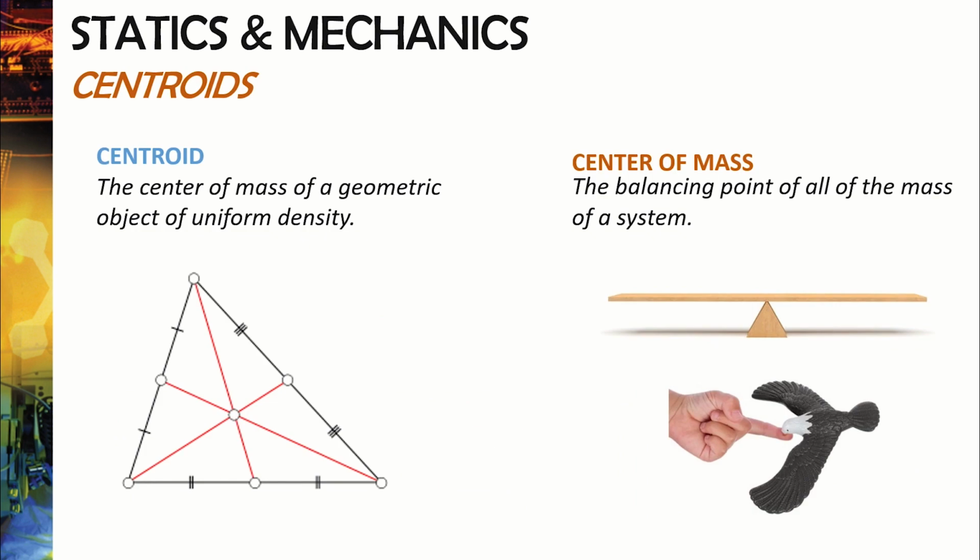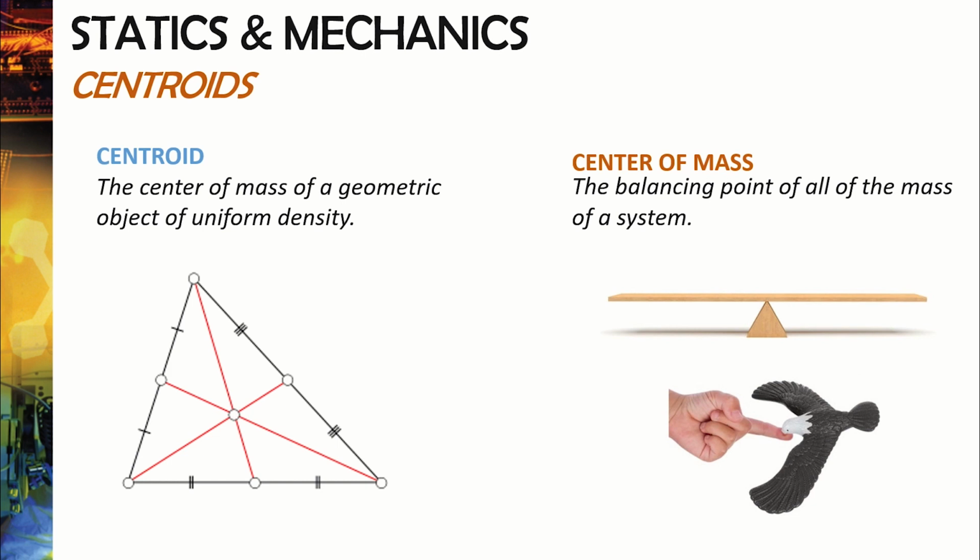Really, centroid and center of mass, at least from my perspective, are interchangeable. A centroid is essentially the center of mass of a geometric object of uniform density. And for a center of mass, probably we are all pretty familiar, it's essentially the point of balance where a system of mass will more or less balance about.